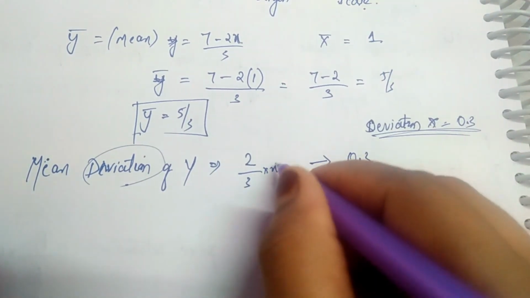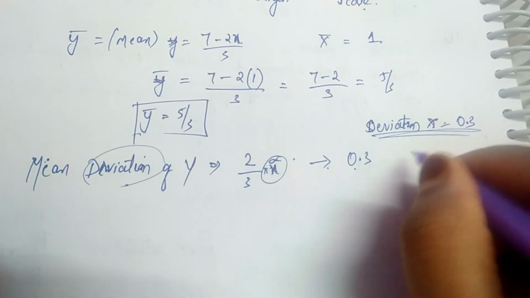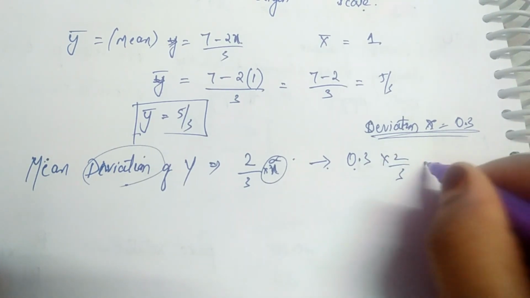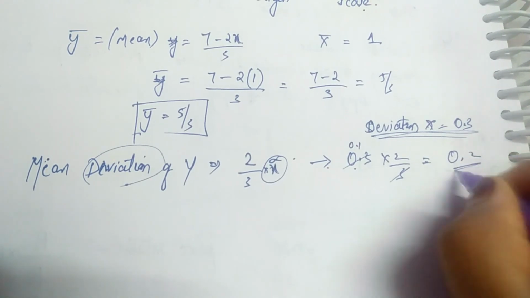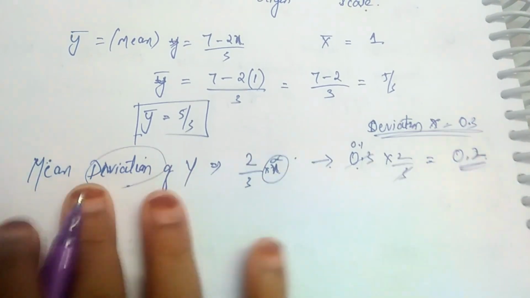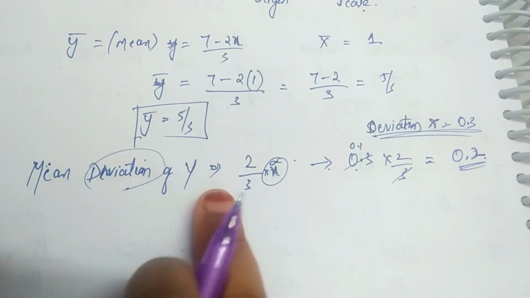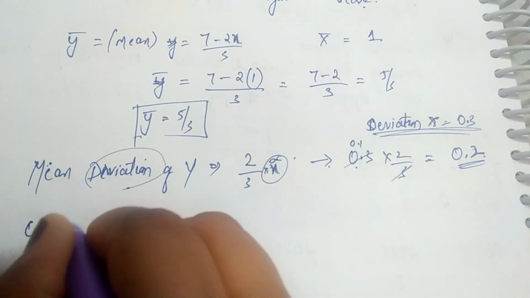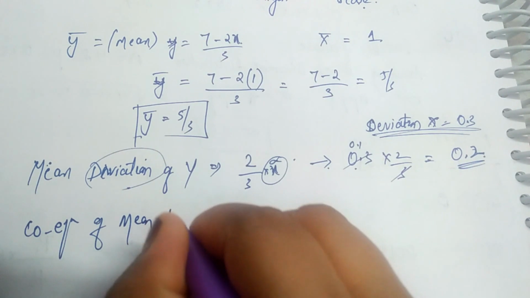So here we are multiplying with the deviation. So 0.3 into 2 by 3, and the answer will be 0.2. But it's not asking just for the mean deviation of y, it's asking for the coefficient of mean deviation of y.